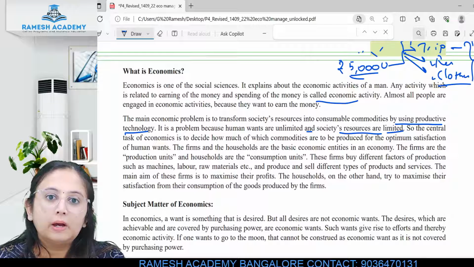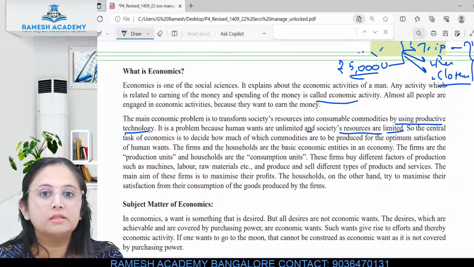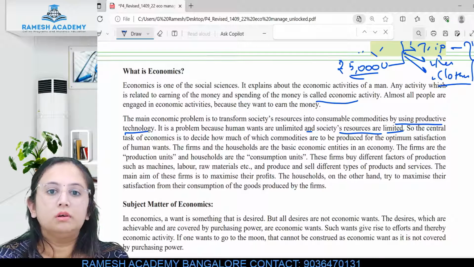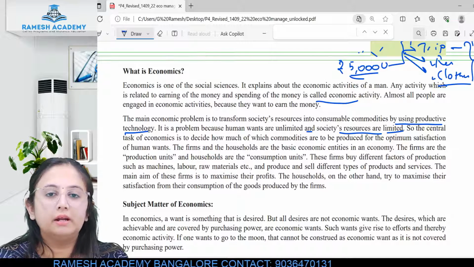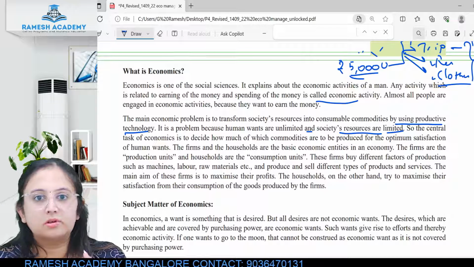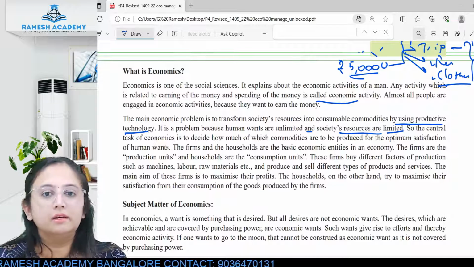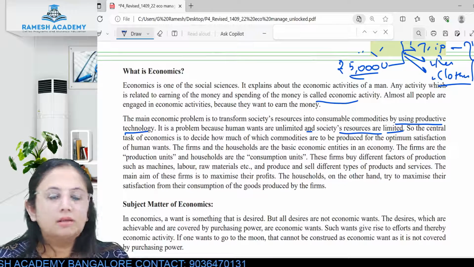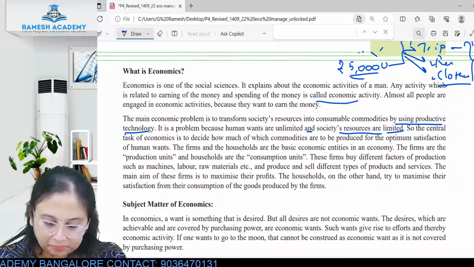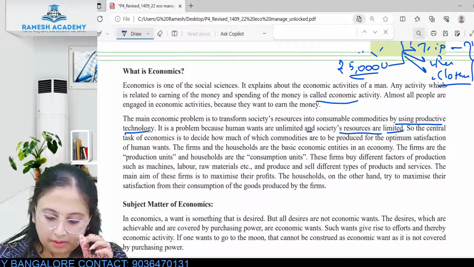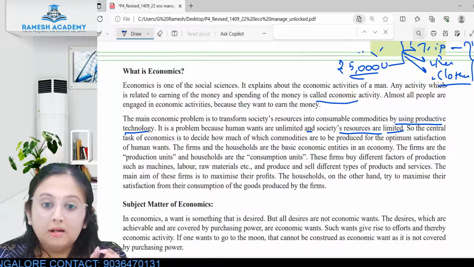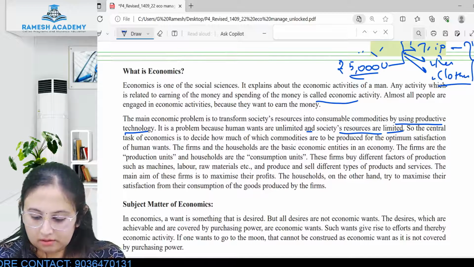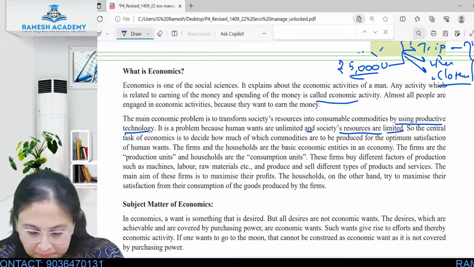So why it arises, why we need economics, is basically that as human beings, our wants are unlimited and available resources are limited. That is why we need to learn all this. Otherwise, economics is not required. So it is a problem because human wants are unlimited and the society's resources are limited.